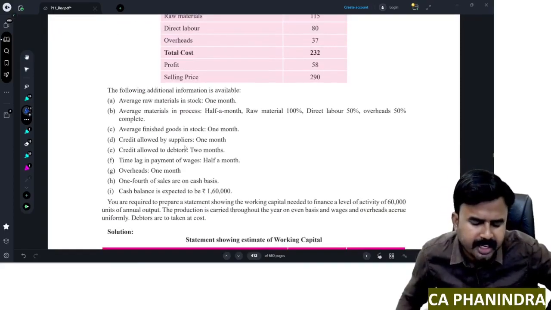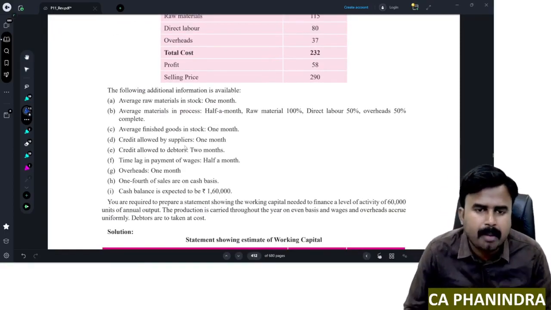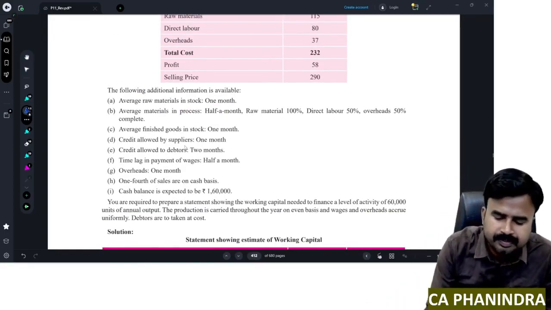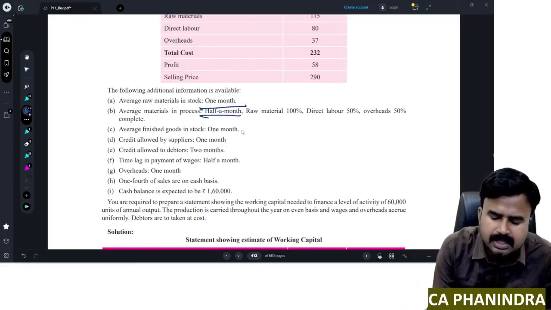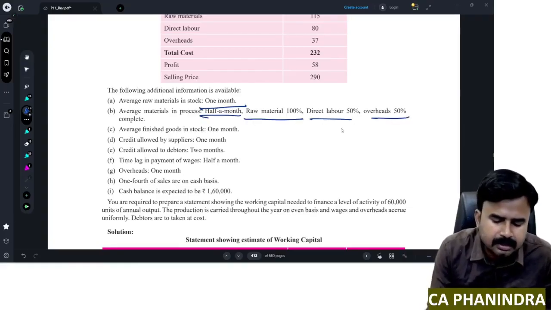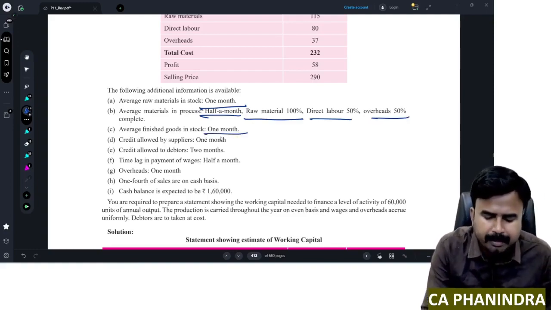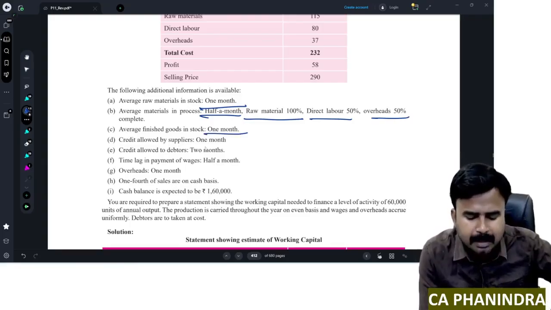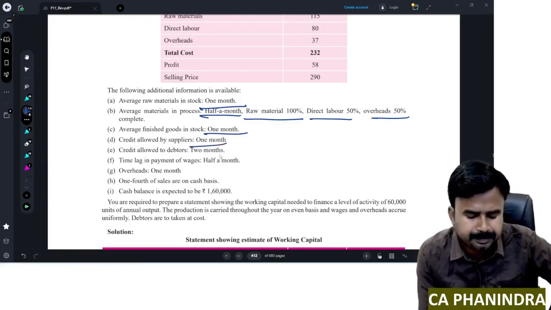Now look at the inventory norms. Average raw material in stock, that means raw material holding period is 1 month. Average materials in process, half a month. This is the work in progress holding period. And we are taking 100% raw material and 50% complete labor and overheads for work in progress units. Average finished goods in stock, finished goods holding period 1 month. Creditors allowed by suppliers, creditors payment period 1 month.